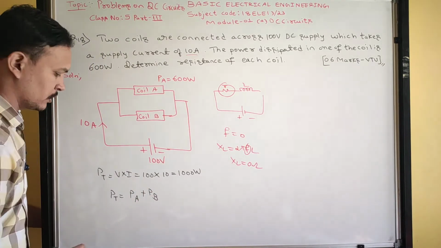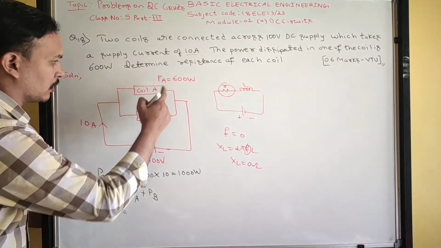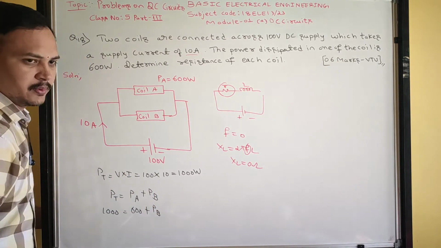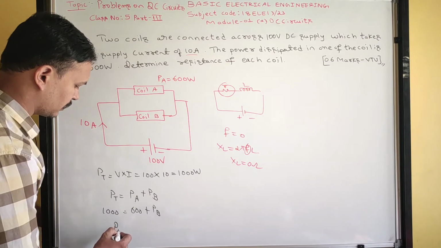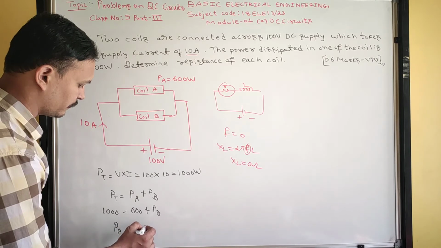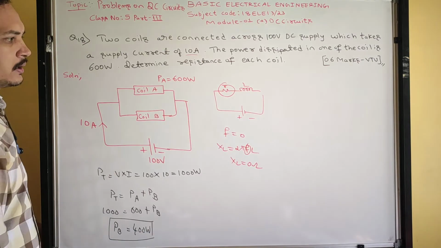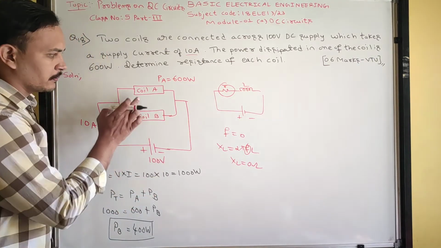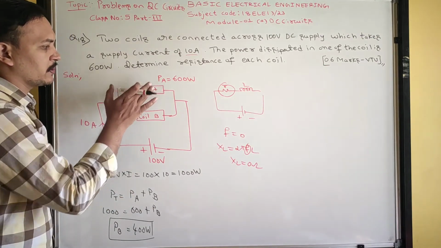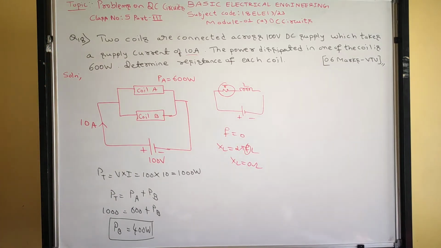What is power dissipated? Total power dissipated is 1000 and power dissipated in coil A is 600. We don't know the power dissipated in coil B. So from this we can get power dissipated in coil B is 1000 minus 600. You will get 400 watt. So power dissipated in the second coil is 400 watt. The coils are connected in parallel, so the voltage across each coil will be the same. By knowing voltage and power, you can calculate the resistance of each coil using this formula.